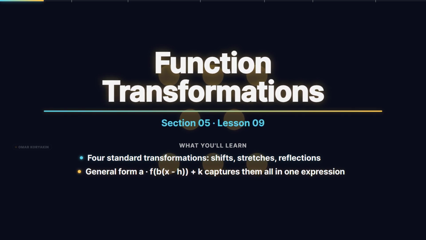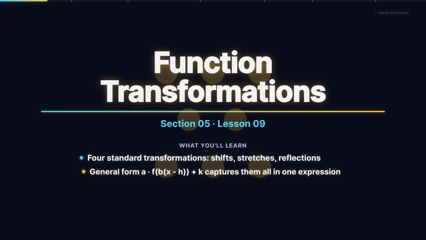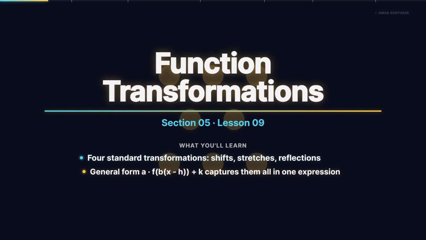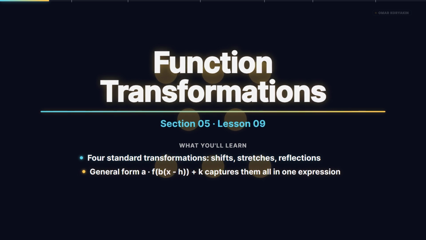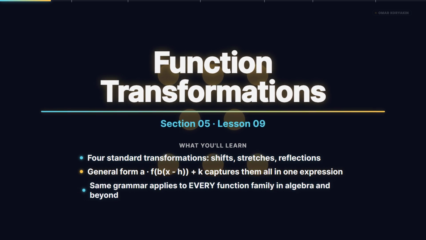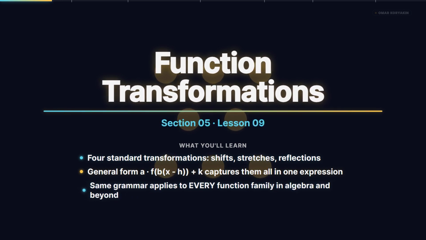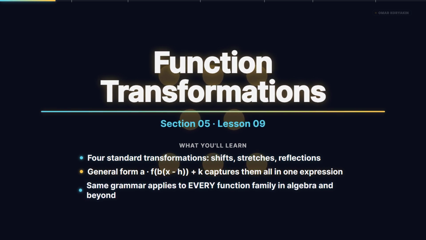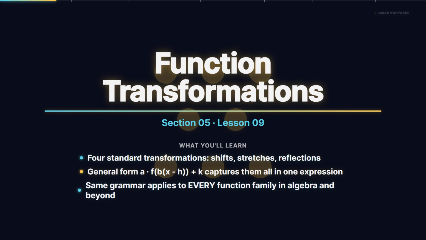Reading the parameters, a is the vertical stretch factor, with negative a producing a vertical reflection across the x-axis. b is the horizontal stretch factor, with negative b producing a horizontal reflection across the y-axis. h is the horizontal shift, with positive h shifting right and negative h shifting left. k is the vertical shift, with positive k shifting up and negative k shifting down. Memorize the parameter meanings, and the general form lets you describe any transformation of any function in a compact expression.